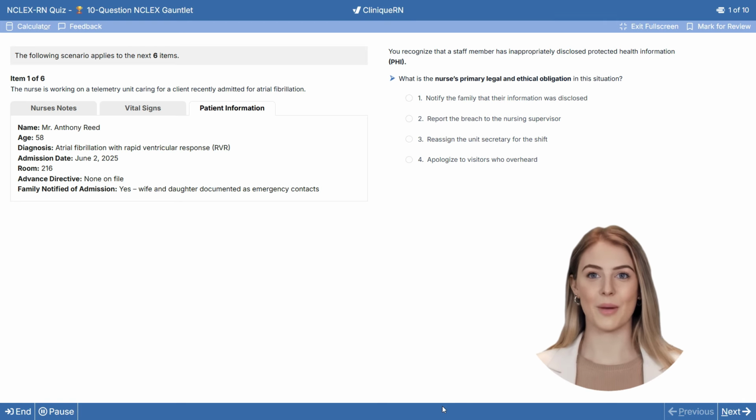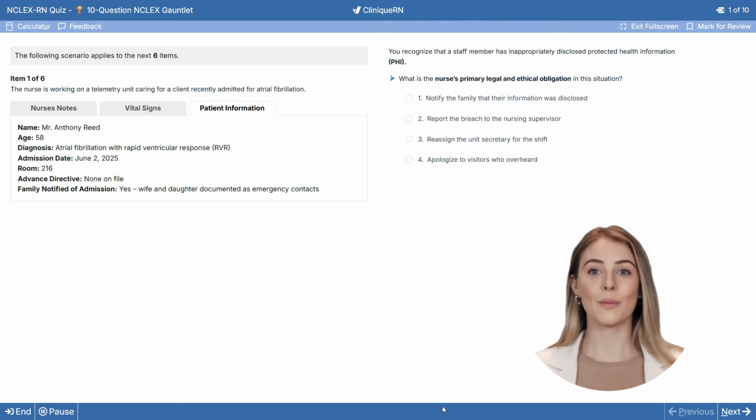Let's go one by one. Option 1. Notify the family. Sounds responsible, right? But that's not actually within the nurse's scope. Only the hospital's privacy officer or compliance team can notify a patient or their family about a data breach. They handle it formally, with documentation, investigation, and timelines that comply with HIPAA.